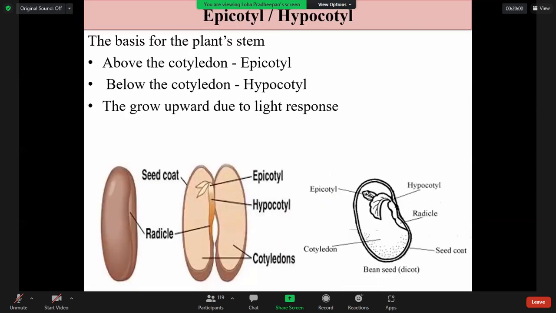Then we can move to the epicotyle and the hypocotyle. We already know about epicotyle germination. If the cotyledon is below the soil, that is showing hypocotyle germination. So it has the ability to go towards the light.